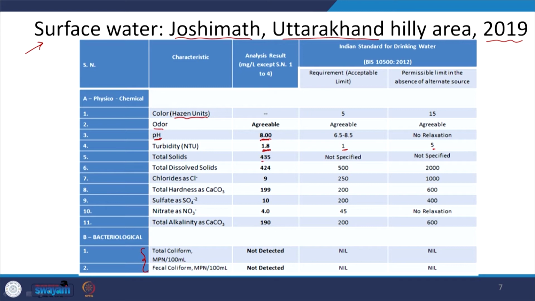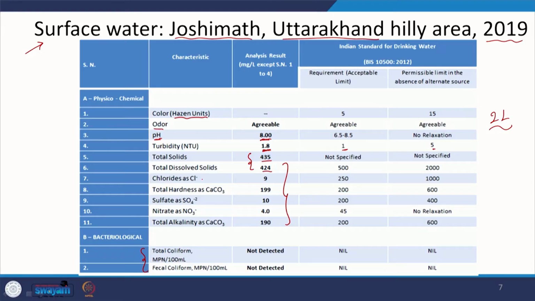Total solids 435, total dissolved 424. Keep in mind that if we look at these values and sum them up and play around, sometimes these values might be off. But again, the issue is that when we are looking at this test, typically they take 2-liter water and then try to filter and then put it in the oven and such. But again, the accuracy is going to be pretty much affected, especially when we look at these concentrations which are so low, right. So, that is one aspect to consider.